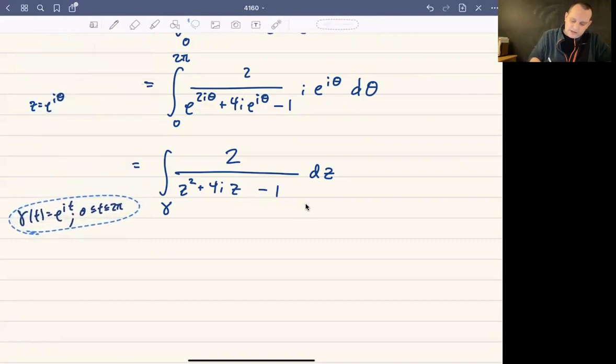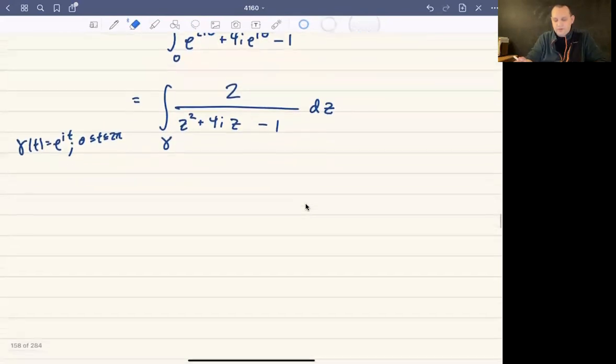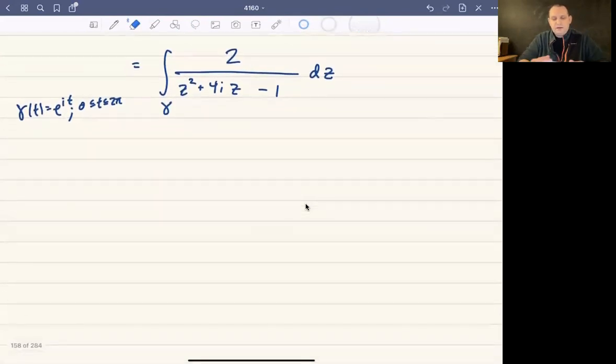Okay, so here I'm just going to copy this down. Gamma is e to the it as t goes from 0 to 2 pi. Or e to the i theta, whatever. I'm confusing t's and thetas, but it doesn't matter what variable we use. Now we need to figure out how to evaluate this integral. So first, is the denominator ever 0 inside the circle of radius 1?